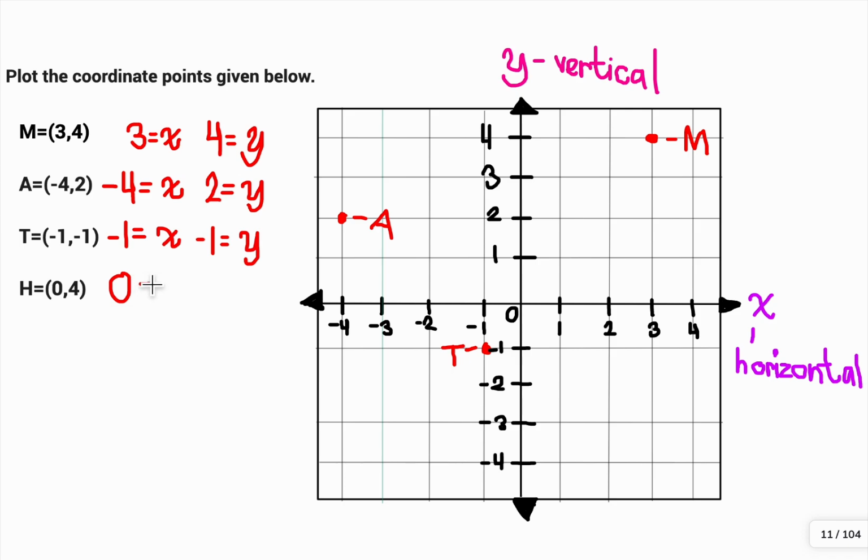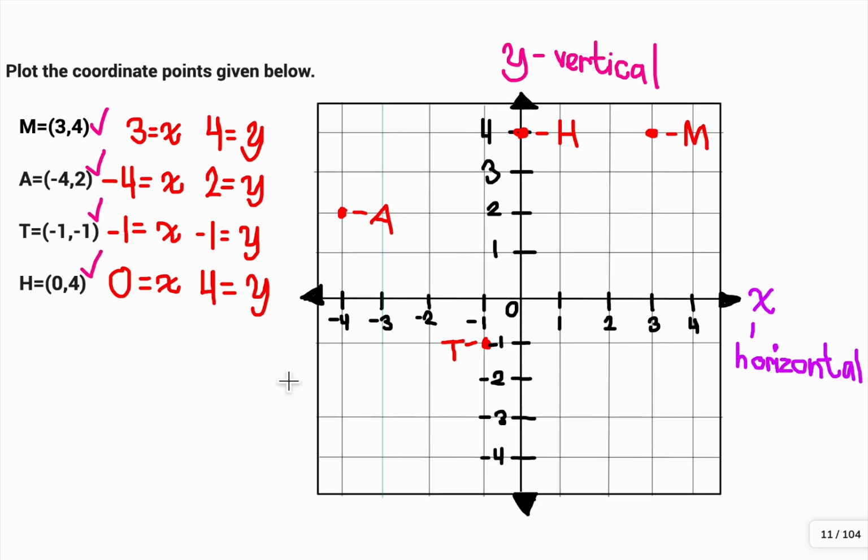Now we do the same for our last point. We have 0, which equals x, and 4, that equals y. We start at the origin. We are already at the place we need to be for our x, which is 0. That's the origin. And we go up 4 for y. So our point will be plotted. So we have all our points plotted. Now let us move on to our next question.